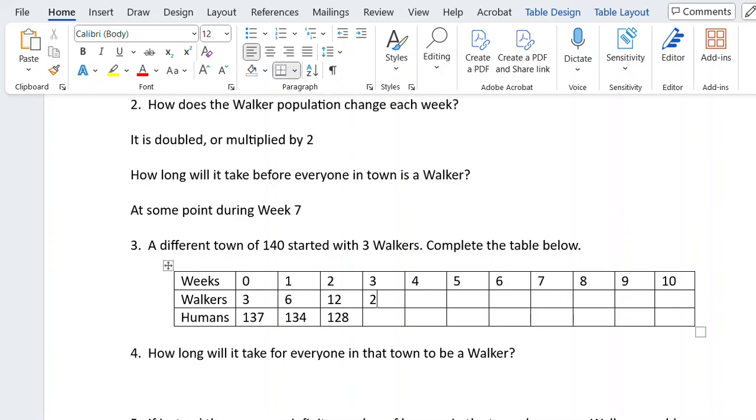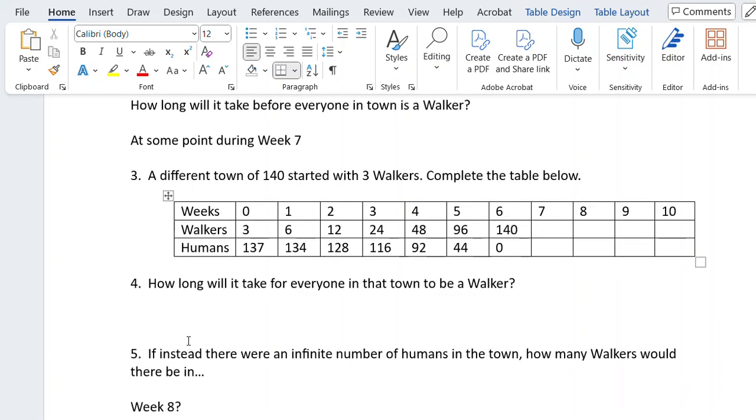Then I will have 24 walkers in the next week, and that means that I'll have 116 humans. In week 4, I will have 48 walkers, and that means that I'll have 92 humans. In week 5, I will have 96 walkers, and that means that I will have 44 humans. And then in week 6, those 44 will all be turned into walkers, and so I will have 140 walkers with no humans left. So how long will it take for everyone in that town to be a walker? It will happen sometime in week 5.